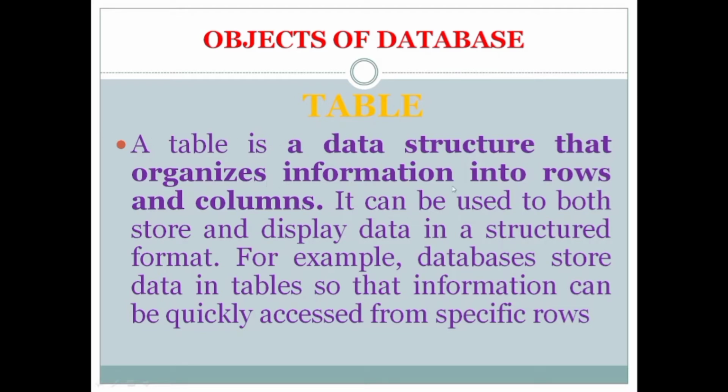A table is a data structure that organizes the information into rows and columns. The horizontal series of cells makes a row, and the vertical series of cells makes a column. It can be used to both store and display the data in a structured format. For example, a database stores the data in tables so that the information can quickly be accessed from specific rows.